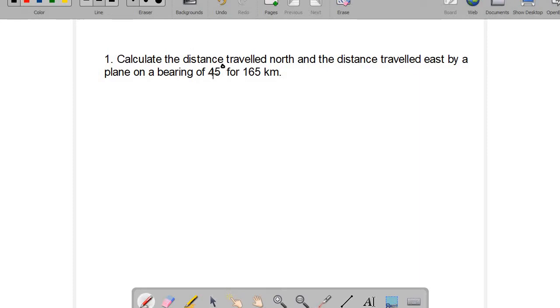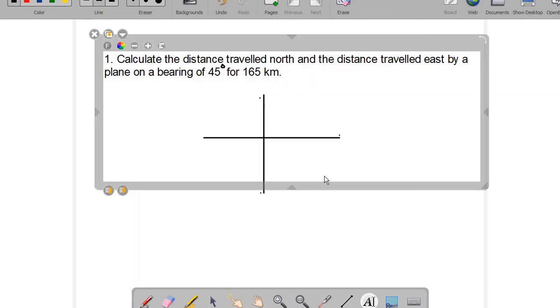Whenever you're doing bearings questions, you draw north, south, east, and west in your diagram. Okay, so I'm going to put north. So I'm just going to label the four main cardinal points.